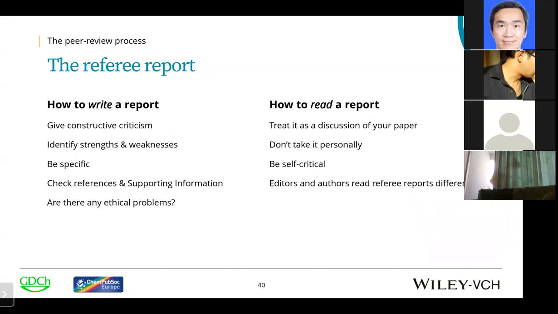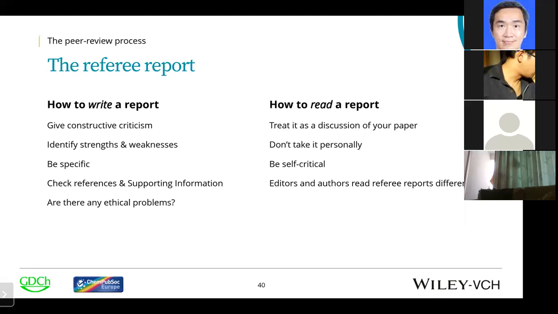So the referee interacts with the editors, with the editorial office, mainly through their referee report. And to write a really good report, we want reviewers to give us constructive criticism, and they would need to identify both the strength and the weakness of the work. When they talk about the good or the bad part of the work, they need to be very specific. They also need to check the references and the supporting information to see if the citations and the supporting data are sufficient. Of course, we also want the reviewer to include potential ethical problems in their review report.